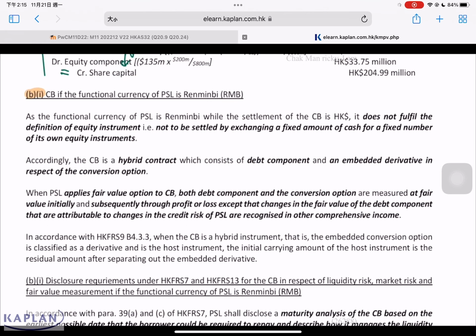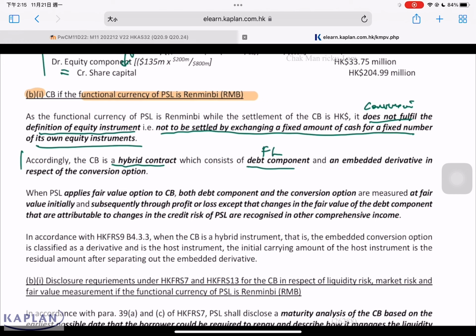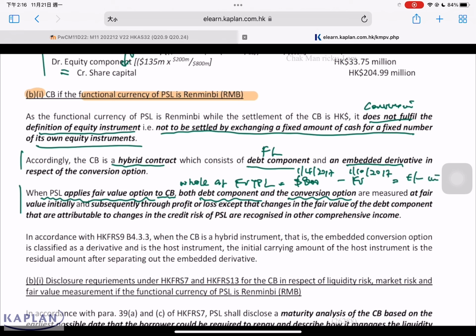For B1, if the functional currency of PSL is renminbi, the conversion option does not fulfill the definition of equity instrument. It does not involve a fixed amount of cash for a fixed number of shares. Accordingly, the convertible bond represents a hybrid contract which is considered a financial liability with an embedded derivative. And the question mentioned that PSL preferred to apply the fair value option for the convertible bond, which means both the debt component and the embedded derivative will be accounted for as a whole at fair value through P&L, which means at the date of issue it is equal to $800 million, 1st April 2017. We have to adjust to the fair value at the date of conversion of 1st October 2017. Any gain or loss should be recognized in profit and loss.